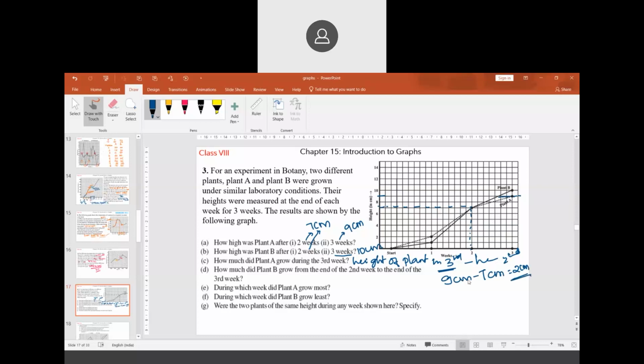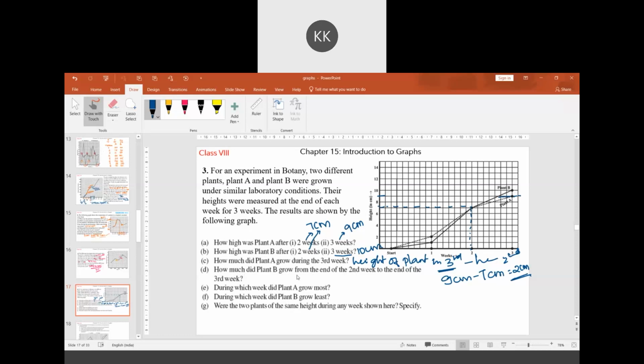For plant B, it is 10 minus 7, 3 centimeters. Okay. How much did plant B grow from the end of the second week to the end of the third week?